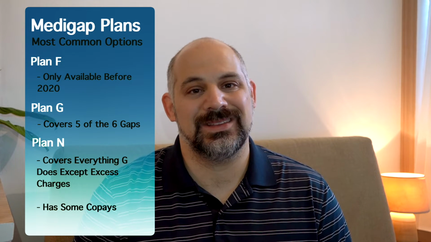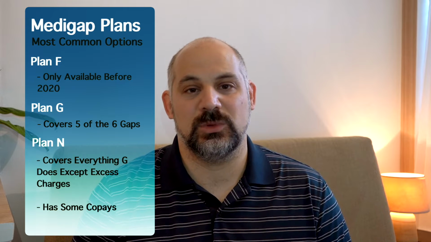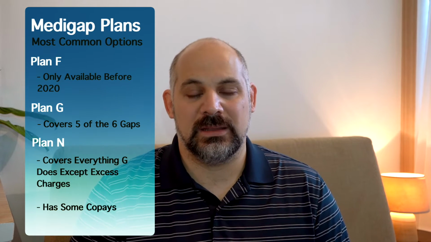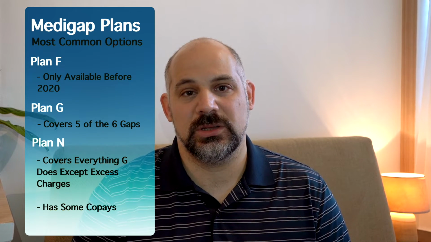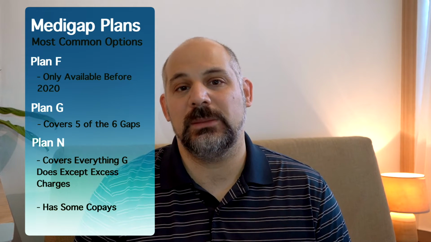On the B side, you have your deductible, which is not covered by Plan G. Then you have your 20% charge or co-insurance that you're responsible for. Plan G will take care of that for you. And then last, you have those excess charges. So Plan G will take care of that as well. What you're getting in return for paying that higher premium, you are definitely getting a lot of coverage there.